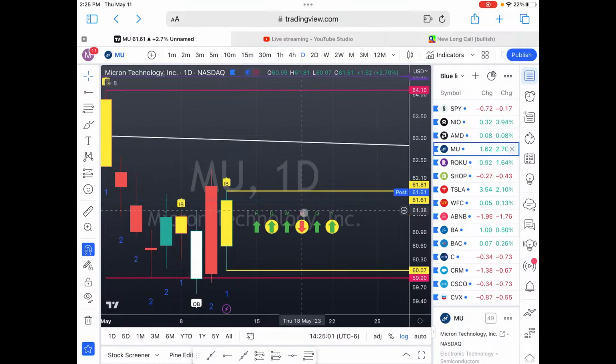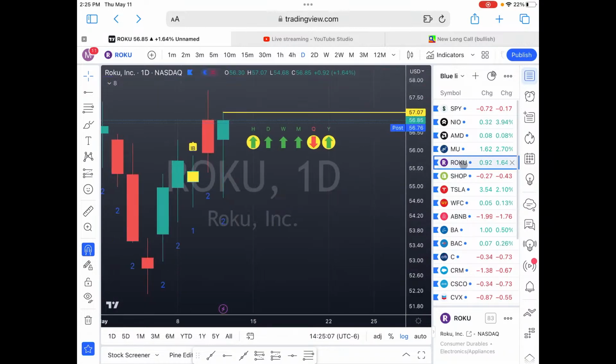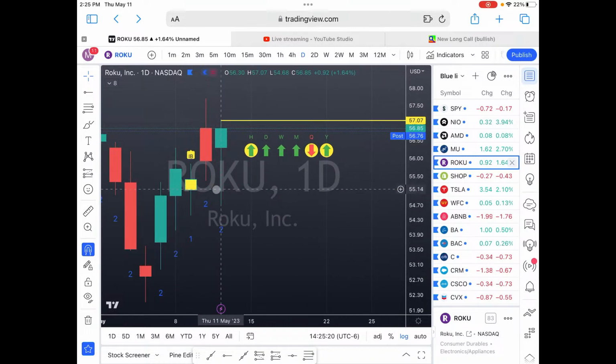Okay, so MU inside bar calls at 61.81, puts at $60.07. We move on to Roku. Okay, so this is a little bit different. We talked about the hammer candles off of those inside bars. Now we just have strictly a hammer candle off of this setup. So it was a 2 down that finished green.